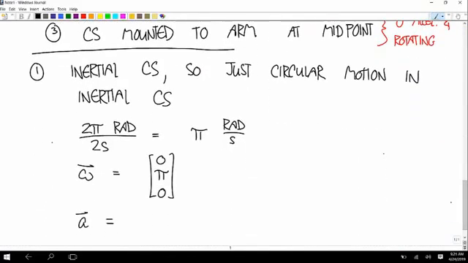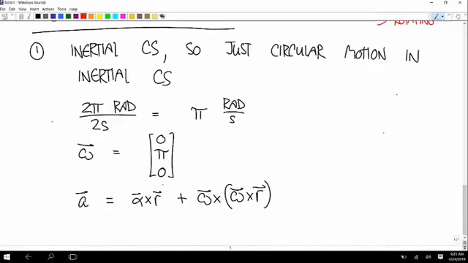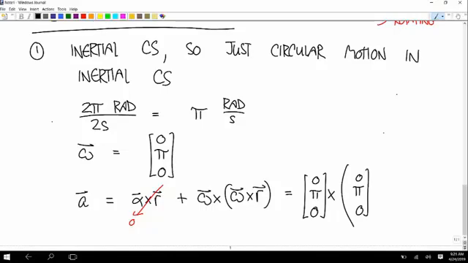Acceleration is equal to alpha cross r plus omega cross quantity omega cross r. And we're assuming constant angular velocity, so that part goes away. Omega is 0, pi, 0. And we're crossing that with the quantity 0, pi, 0, crossed with the r vector. The r vector goes from the center of the circular motion to the point in question.